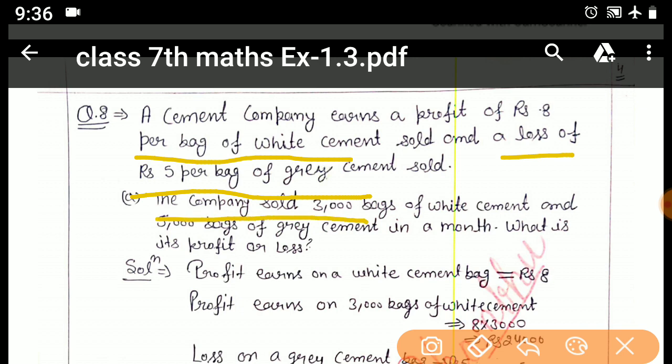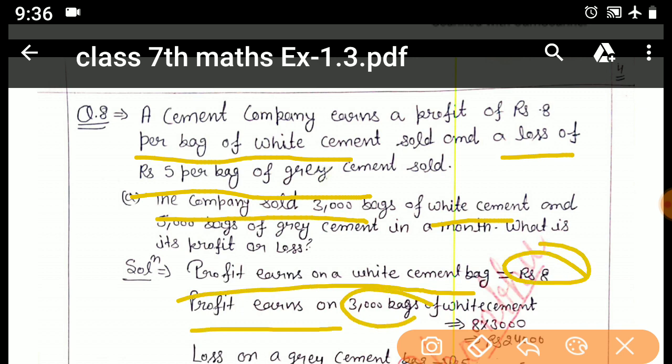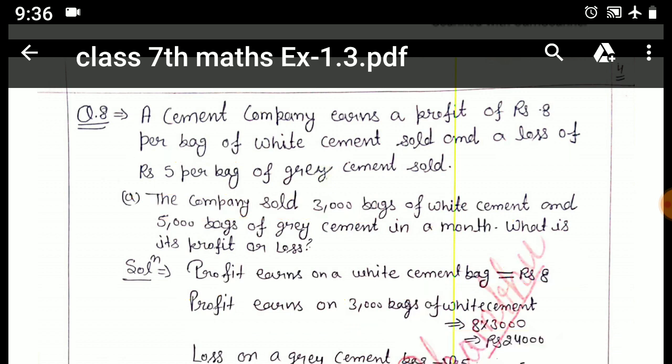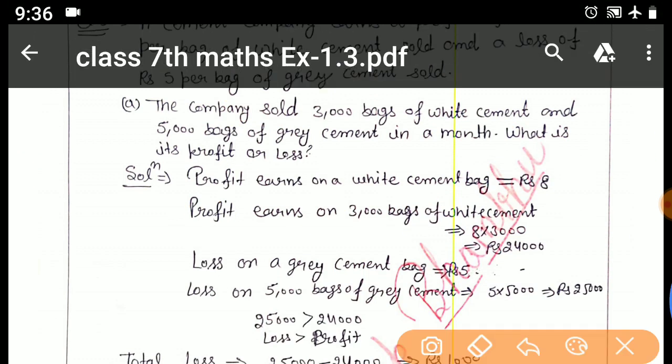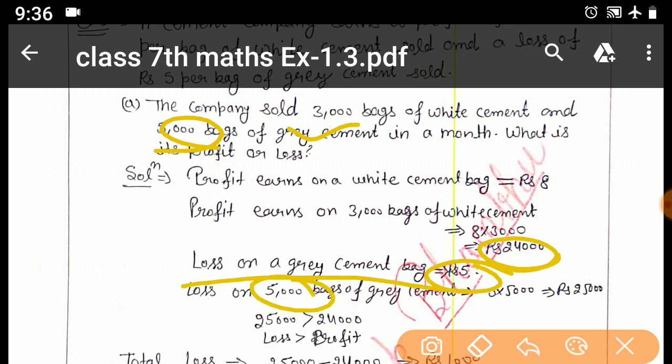The company sold 3000 bags of white cement. So we will first find the profit earned. Profit on white cement is rupees 8, and for 3000 bags we will multiply 3000 by 8. This will give us 24,000 rupees. And he sold 5000 bags of grey cement, and loss on a grey cement bag is rupees 5, so loss on 5,000 bags is 5 multiply 5,000. This will give us 25,000.